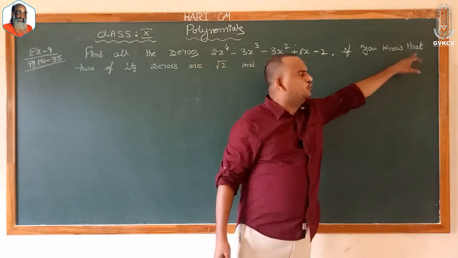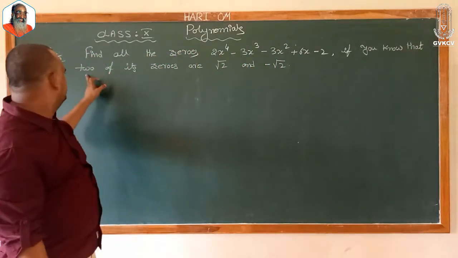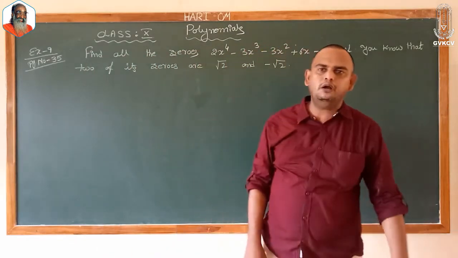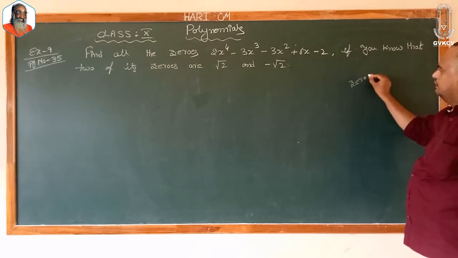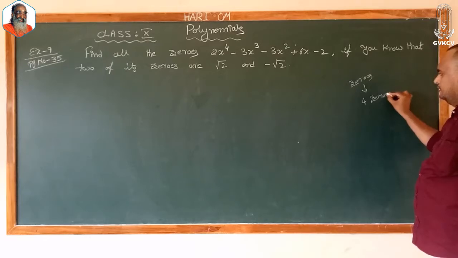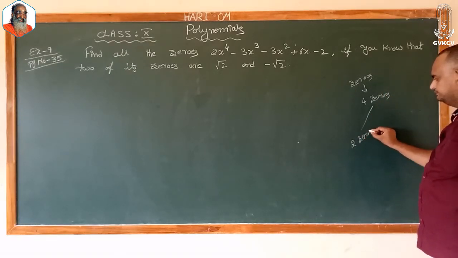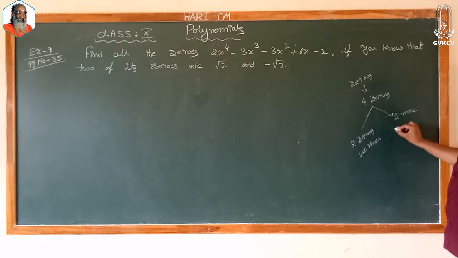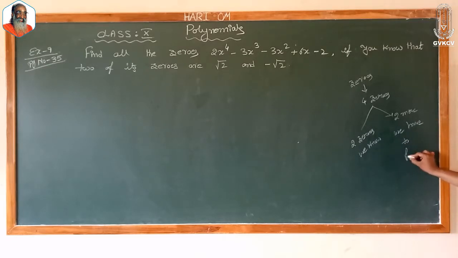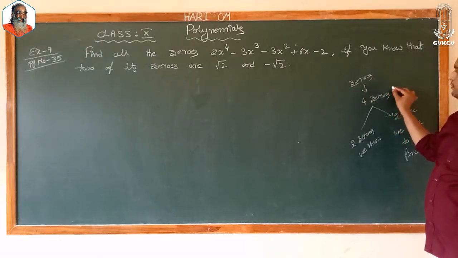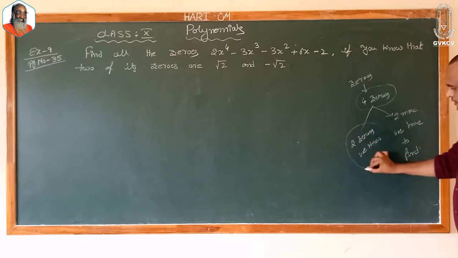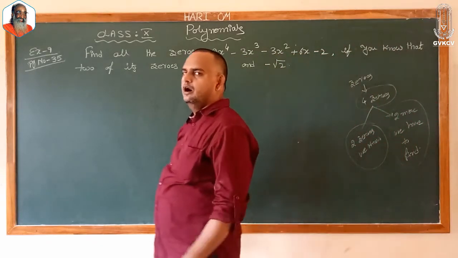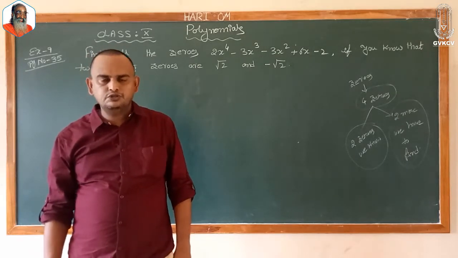Next, if you know that 2 of its zeros are root 2 and minus root 2. Total how many zeros do we have? Total we have 4 zeros. In that how many do we know? 2 zeros we know. Then how many do we have to find? 2 more we have to find. So the given polynomial has 4 zeros. Out of 4 we know 2 zeros, root 2 and minus root 2, and the remaining 2 we have to find. Now our concept is how to find those 2 zeros.